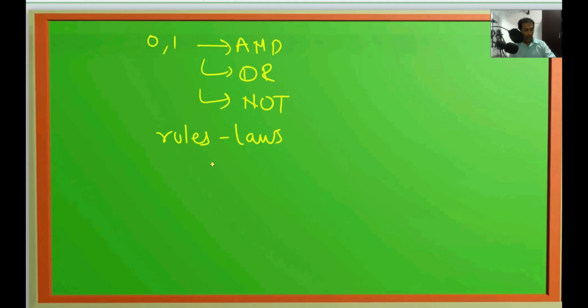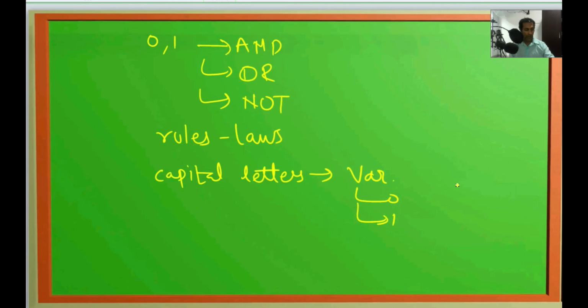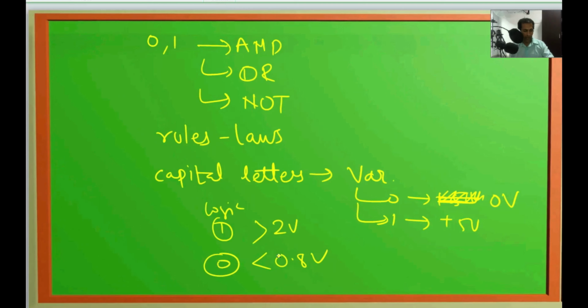We will use capital letters to represent the variables. Any single variable or a function of the variable can have a value either 0 or 1. These binary digits 0 and 1 are used to represent two voltage levels. One voltage level is around plus 5 volts for logic 1, and another is around 0 volt for logic 0. In practice we don't get exactly these values. Suppose about 2 volts, we'll treat it as logic 1, and something less than 0.8 volt, we'll consider logic 0.